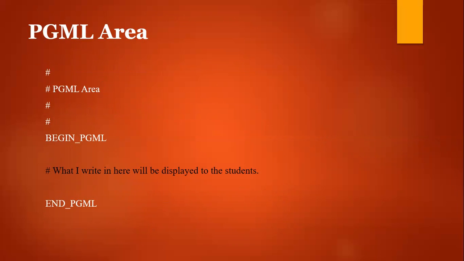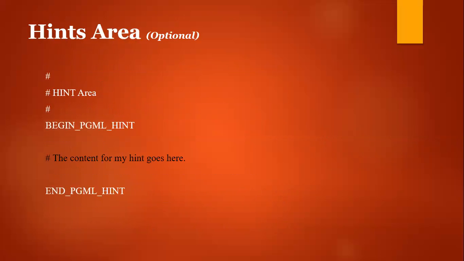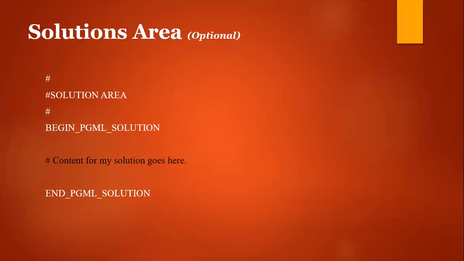Next is the PGML area. This follows a pretty simple structure. You just begin and end the PGML area, and in between that is where you write your PGML code. The hints area is analogous to that. It just has hint appended to the end of it. And the solutions area is also very similar. And these are all in a language called problem generation markup language, as I mentioned earlier.